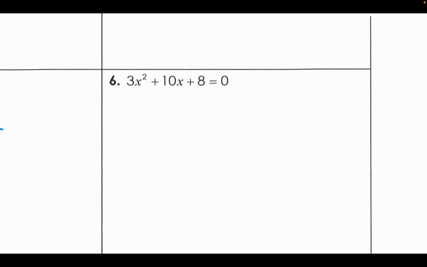Number 6, I need to subtract 8 in order to get it in the order we want. And so I subtract 8 and I get 3x squared plus 10x equals negative 8. Notice I didn't leave the blank there because I'm going to be dividing everything by 3 anyway. And we end up getting x squared plus 10 over 3x, kind of messy, equals negative 8 over 3. And we're not going to be saying, oh no, we can't do it. We'll just have it be messy.